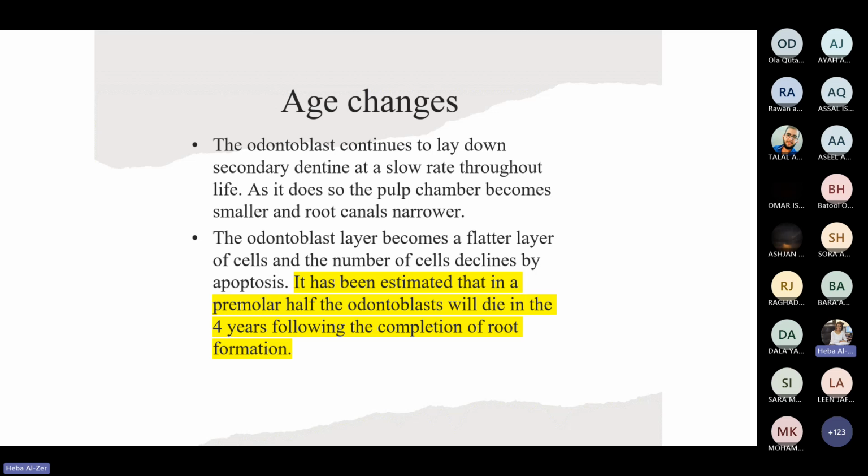The odontoblasts continue to lay down secondary dentine at a slow rate throughout life. This is information we talked about last week. That's why the pulp chamber and the root canals become smaller and narrower with age. The odontoblast layer becomes flatter with time. They are columnar at the beginning, then become cuboidal, and then spindle-shaped with aging, not only by location, as we discussed earlier, and the number of odontoblasts also declines by apoptosis.